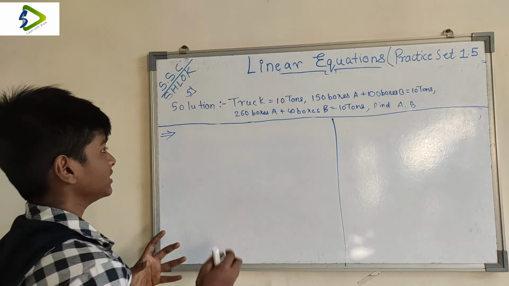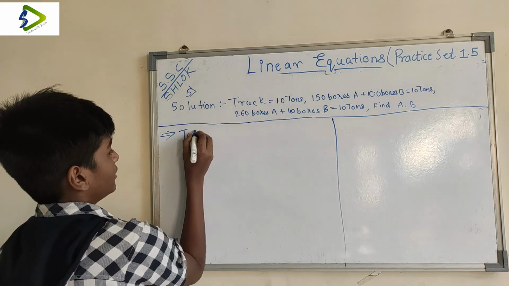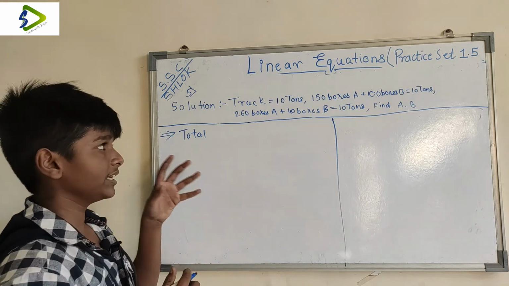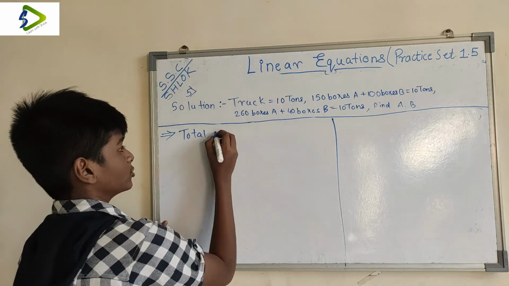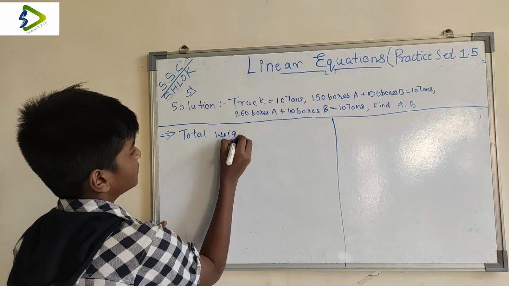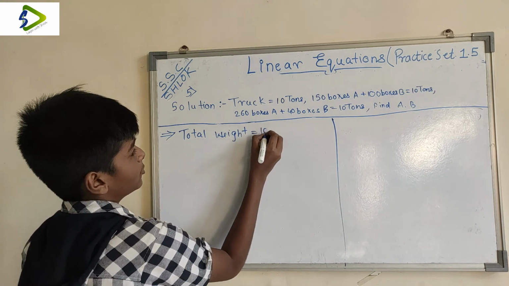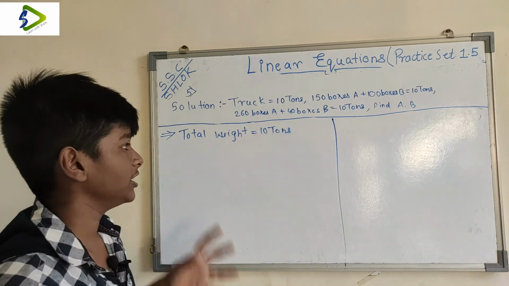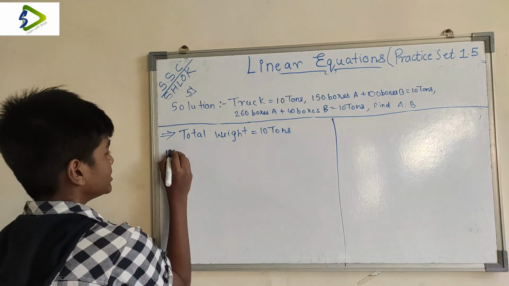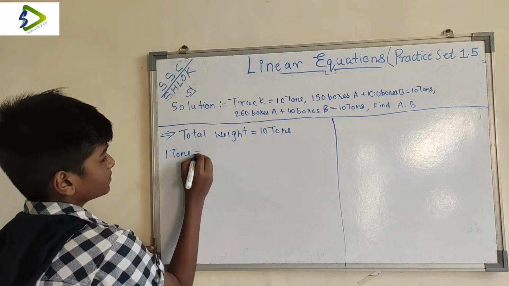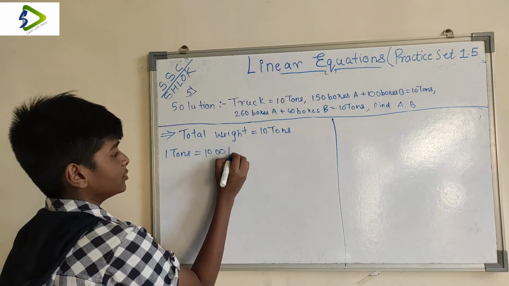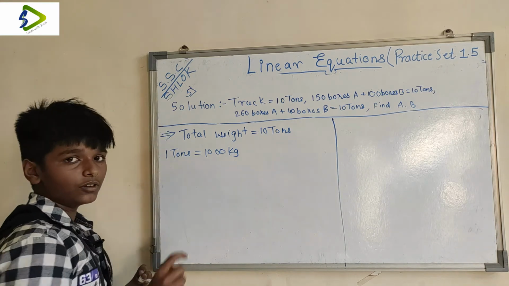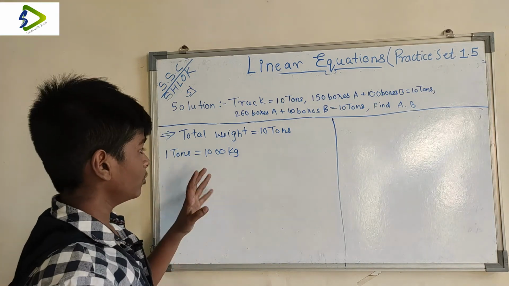What the question says is that the truck can take the weight of 10 tons. It can carry the weight of 10 tons at maximum. So that means the total weight of this truck is equal to 10 tons. Now here in this question they have given tons, but instead of tons I am going to use kg, because using kg it gets a little simpler, and we know that 1 ton is equal to 1000 kg. So that was the first thing.